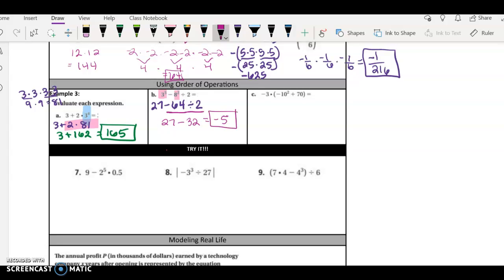All right, now we have parentheses. So we have negative 10 squared, but that negative is not in its own set of parentheses. So we have negative, and then 10 times 10, which is 100, plus 70 times negative 3. And now I'm going to do what's inside the parentheses. So we have negative 100 plus 70 gives me negative 30 times negative 3. And negative 3 times negative 30 gives me positive 90.